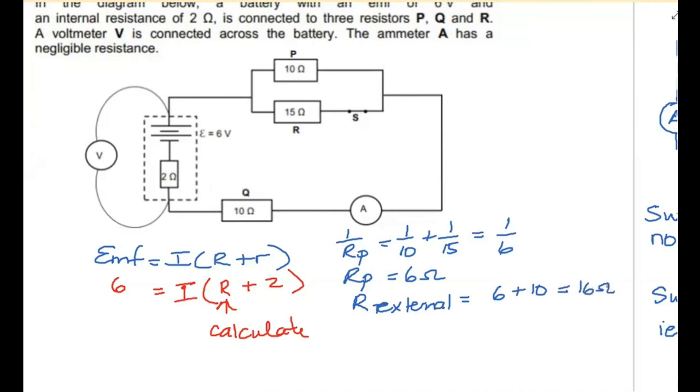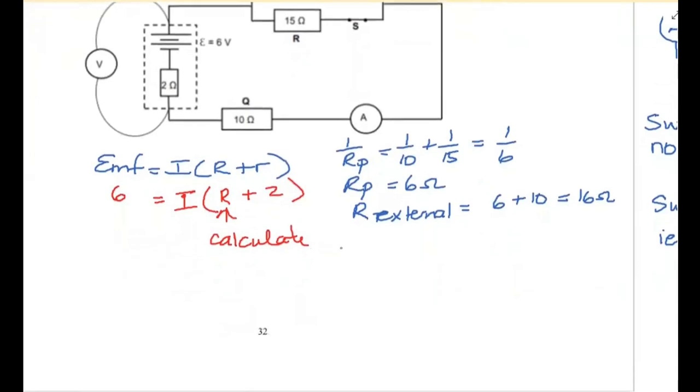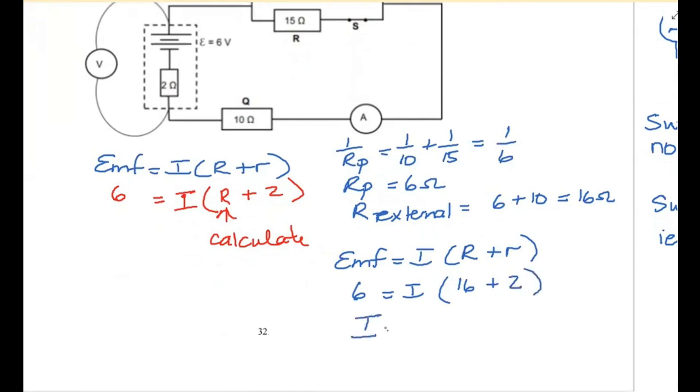Okay, so now I want to calculate my current. The EMF formula is I times R plus r. So 6 equals I times 16. Remember, that's everything on the outside plus my 2 on the inside. And therefore, I is going to be 6 over 18, which is a third. So that's going to be 0.33 amps.